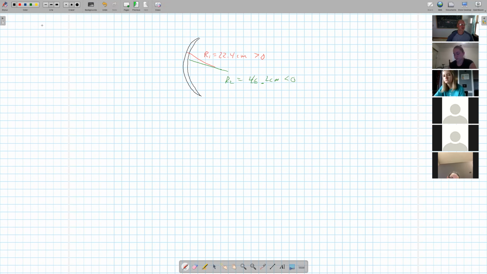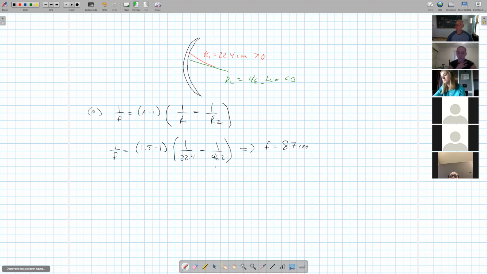So when I write out my Lensmaker equation for part A, 1 over the focal length is equal to the index of refraction minus 1 times 1 over R1, but R1 is positive and R2 is negative, so I'm going to write this as negative R2, using the magnitude of this one. So 1 over f is equal to 1.5, because that's n, minus 1, times 1 over 22.4 minus 1 over 46.2. Then when I invert that, the focal length is equal to 87 centimeters.